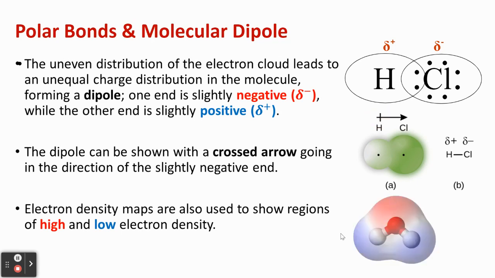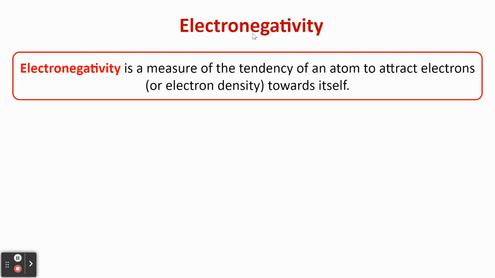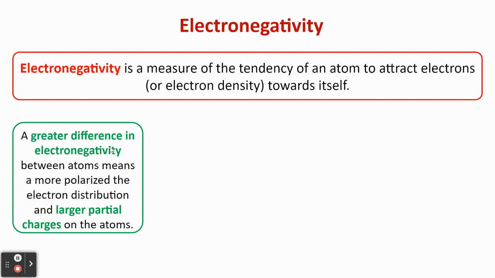Or we could draw it as an electron density map, where you would show regions of high electron density and regions of lower electron density. It all has to do with electronegativity, which we talked about in the periodic trends section. As a review, electronegativity is a measure of the tendency of an atom to attract electrons. A greater difference in electronegativity means a more polarized distribution of electrons, which means we're going to have larger partial charges on the atoms in that molecule.